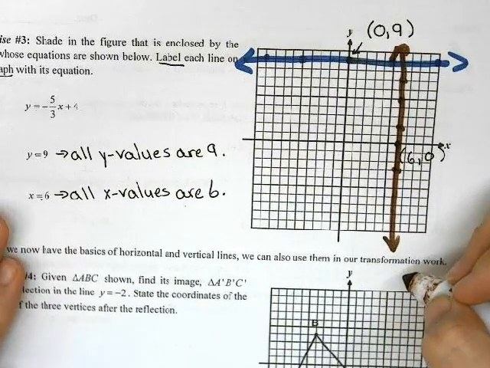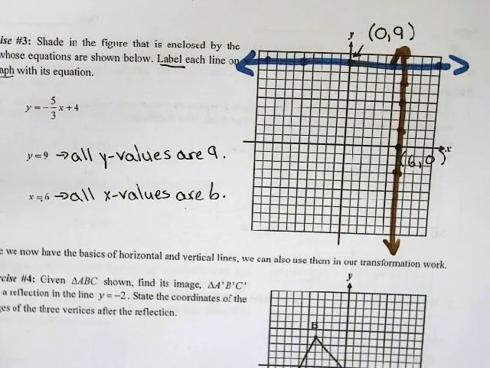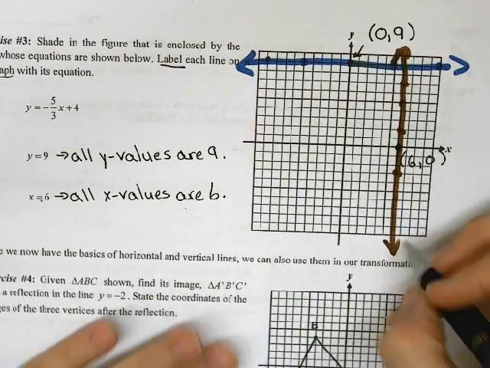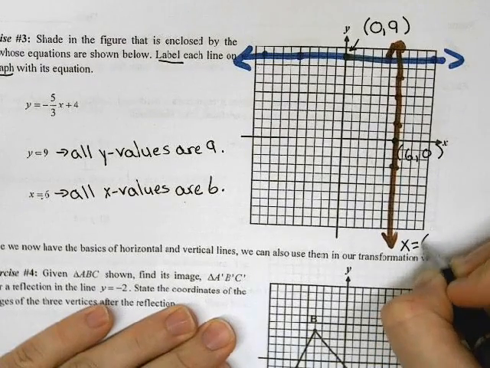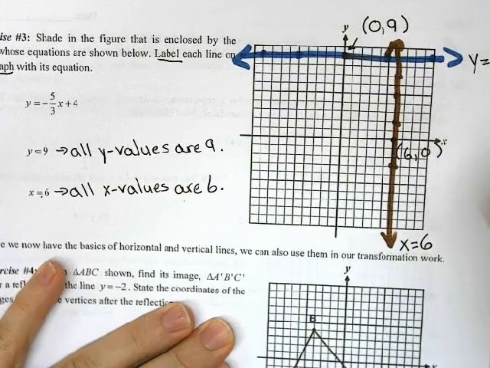But now you have to be careful, because when you get a graph that looks like this, you're getting more than one equation on here. So you have to remember that you'll want to label these with their equations.